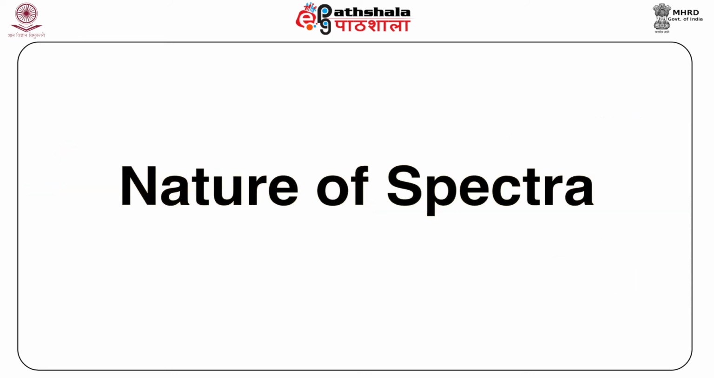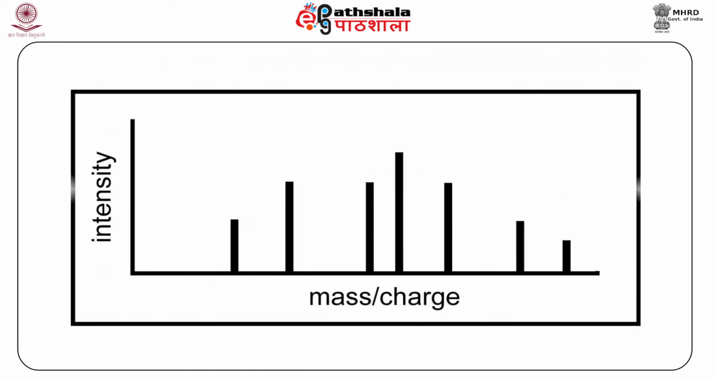Next, nature of a spectra. The spectra is generally shown by a vertical bar graph, wherein each bar denotes an ion having a particular mass to charge ratio, and the length of the bar specifies the relative quantity of the ion. Base peak is defined as the most intense ion having an abundance of 100.